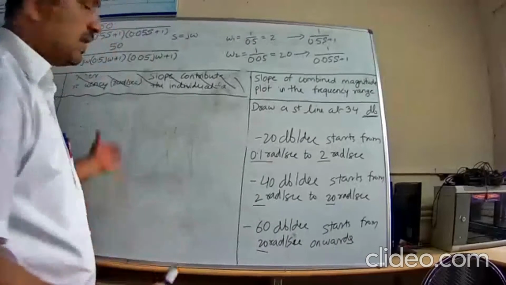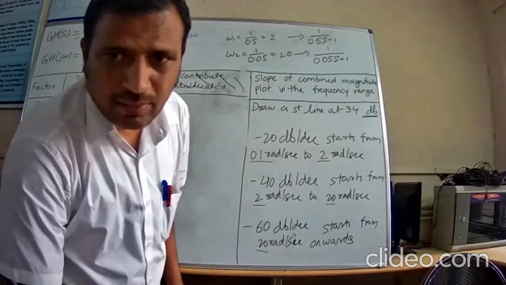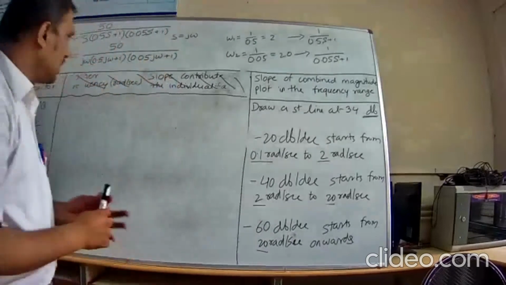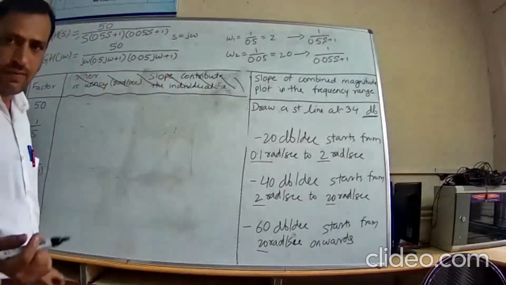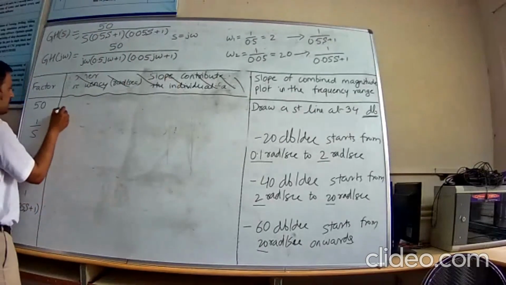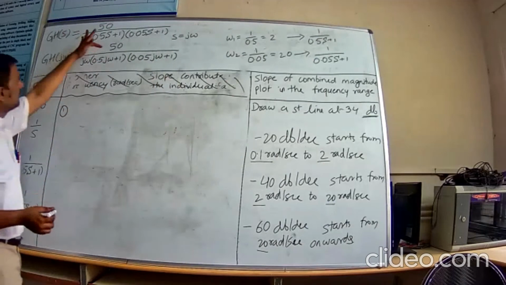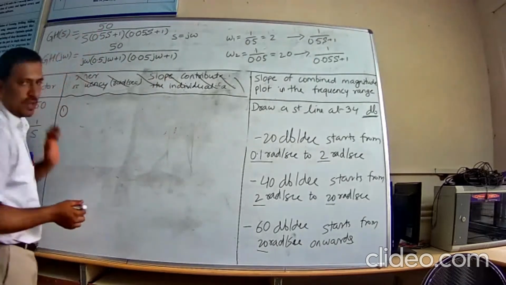In the last class we saw how to write the tabular column. After writing the tabular column, we have to write the equations. I will explain how to write the equations. After the tabular column, we write the first equation. The first equation consists of these two factors, that is 50 and j omega.